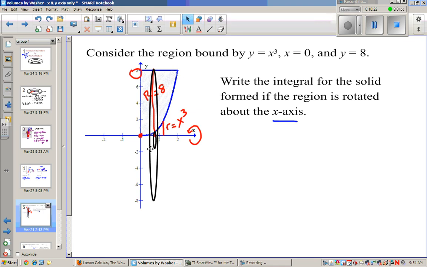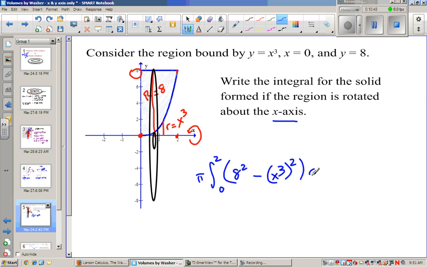This washer has a hole in the middle, right, something like that. Those washers are getting stacked from left to right. So I'm going to start at 0, and my last washer is going to occur out here at 2 because that's where the region ends. So here we go. We're going to write our integral. The integral from 0 to 2, we need a pi out front. My big radius is 8. My little radius is x cubed. I'm going to square that as well. And dx. This time we're not going to evaluate it. I want to really focus on being able to write that integral.